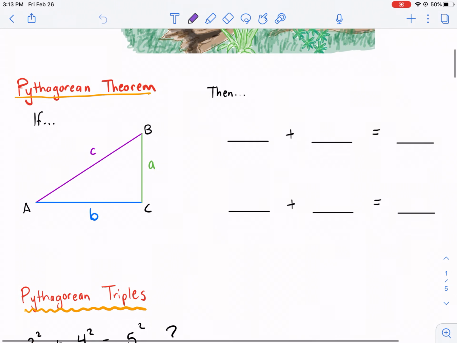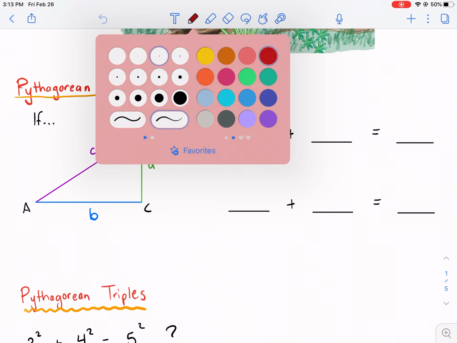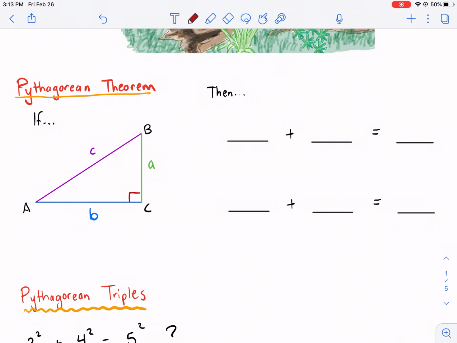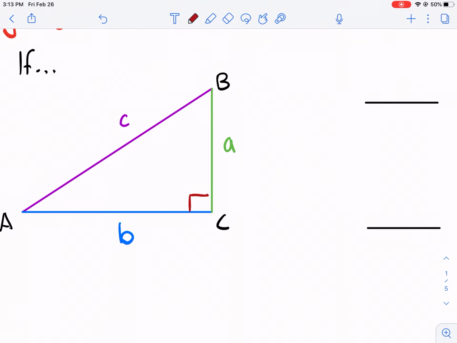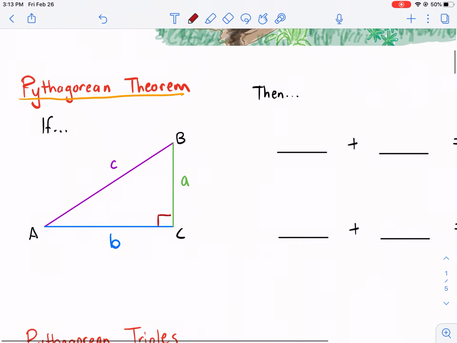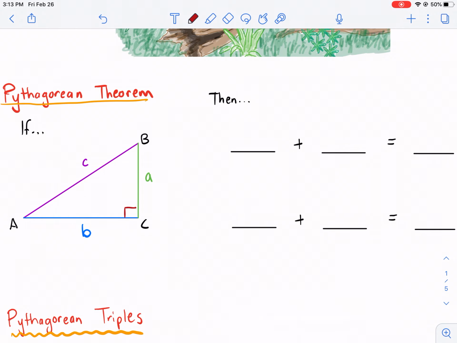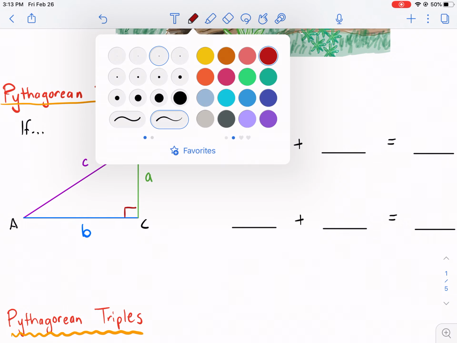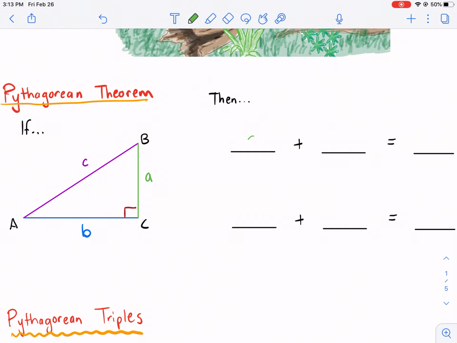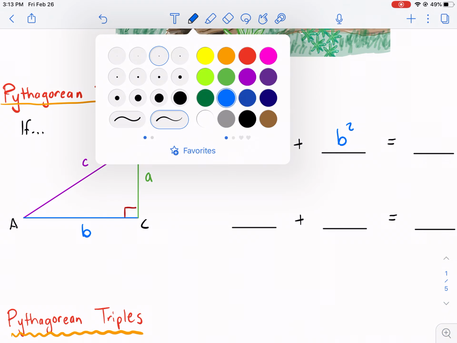Here's the Pythagorean Theorem. We have a triangle and it's got to be given that it is a right triangle, meaning it has a 90-degree angle. And the 90-degree angle is between the sides of A and B for reference. Now, if we have that right triangle ABC, then we know the following. We know that A squared plus B squared equals C squared.